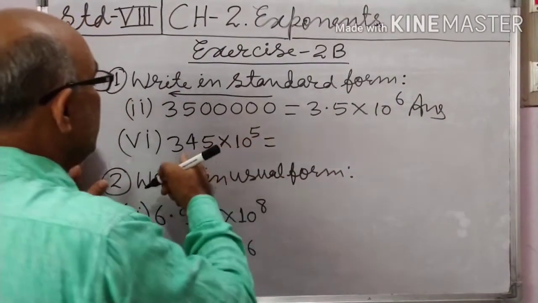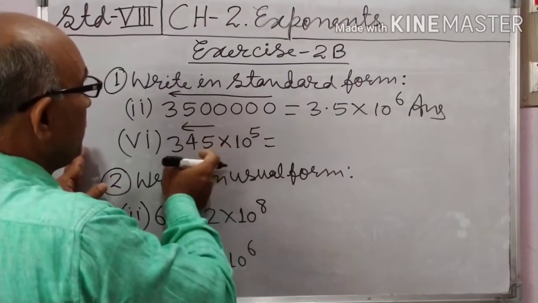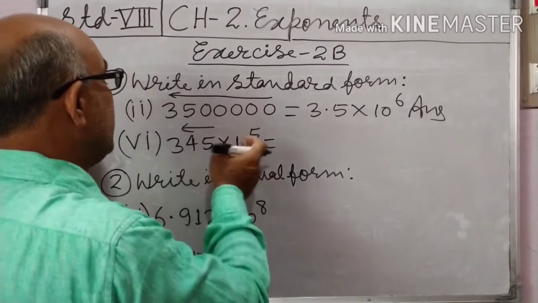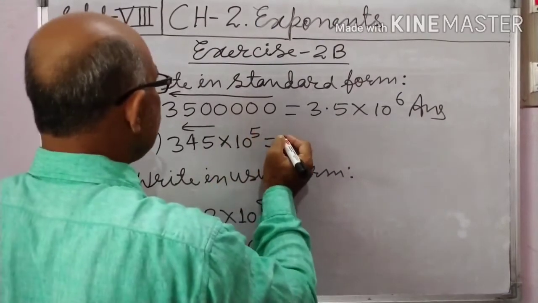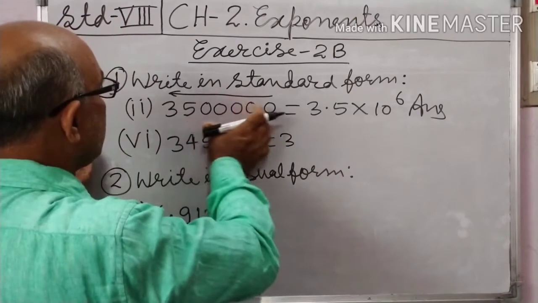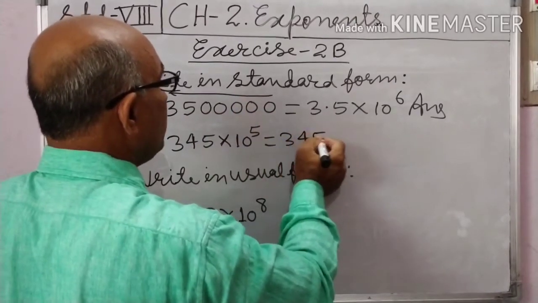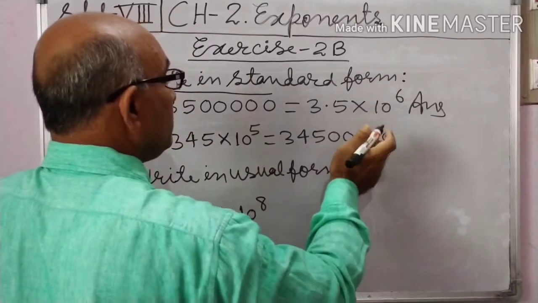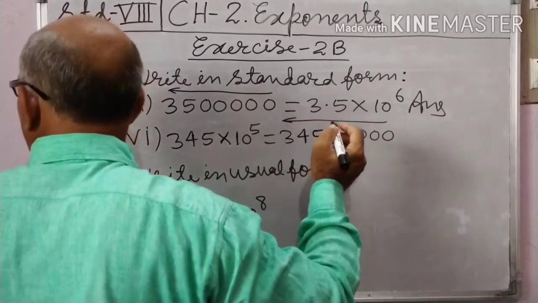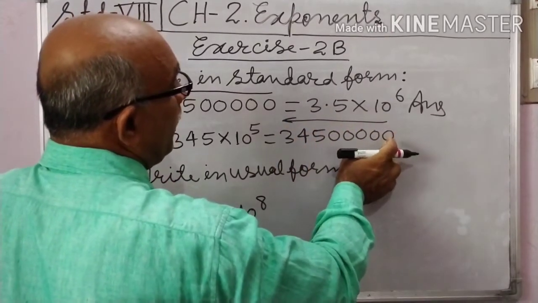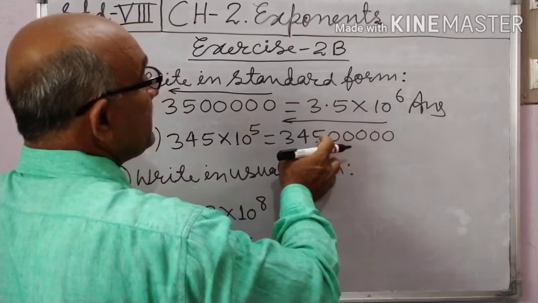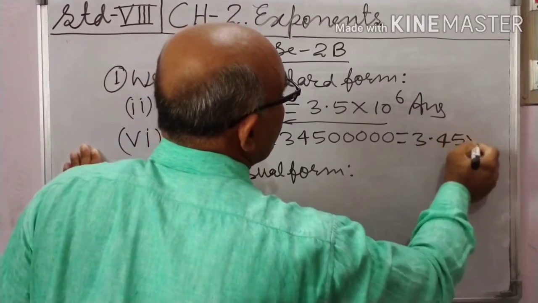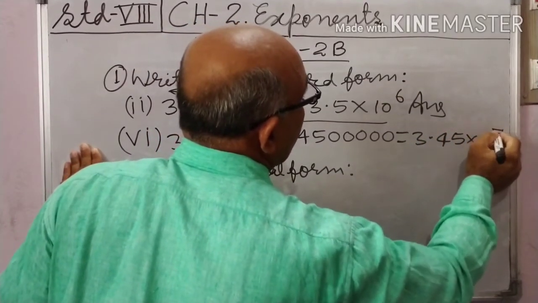And the second question: the decimal is shifted 2 plus 5, 10 to the power 5, so 5 plus 2 is 7. Write it. 3, 4, 5, 0, 0, 0, 0, 0. The decimal is shifted right to left, 1, 2, 3, 4, 5, 6, 7 digits. So 3.45 into 10 to the power 7, answer.